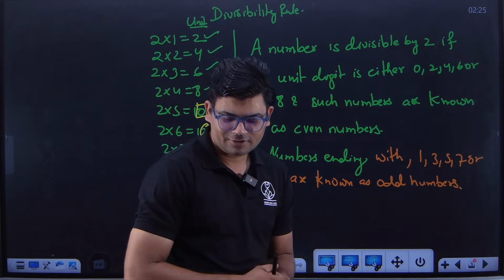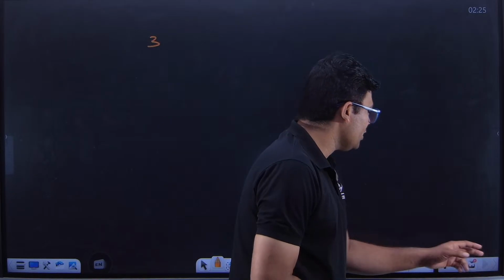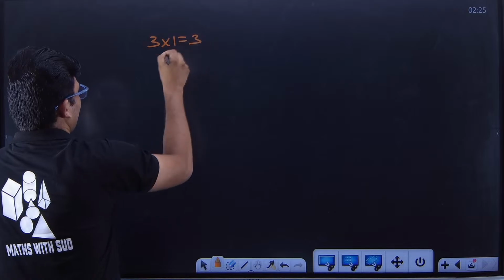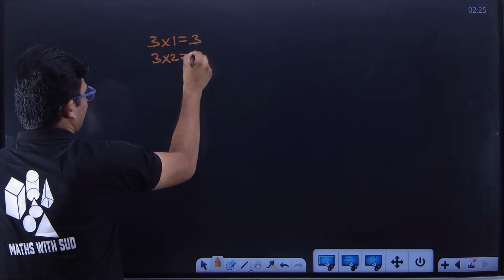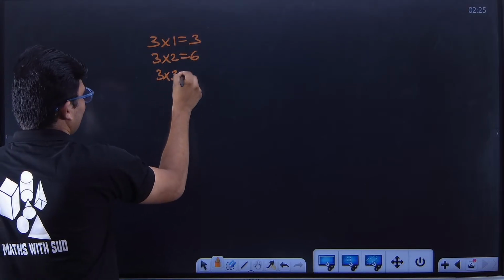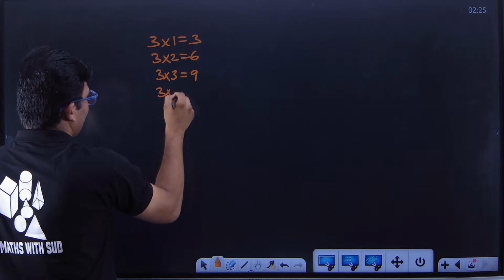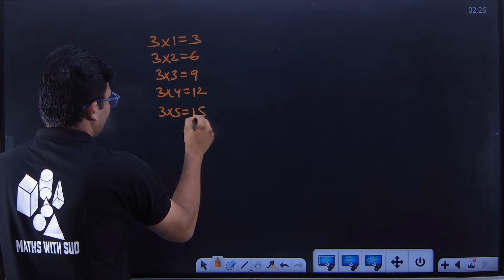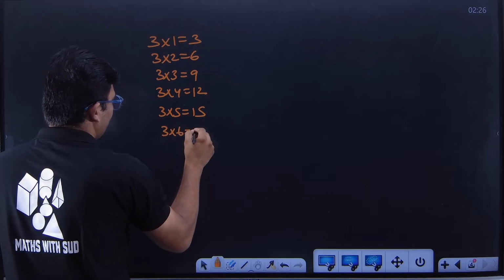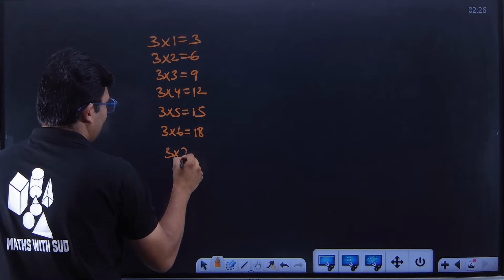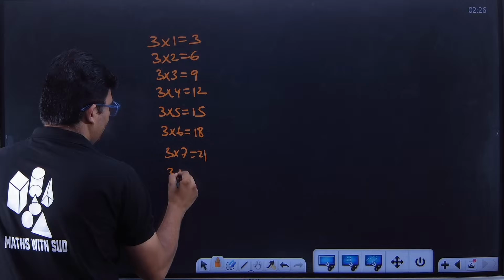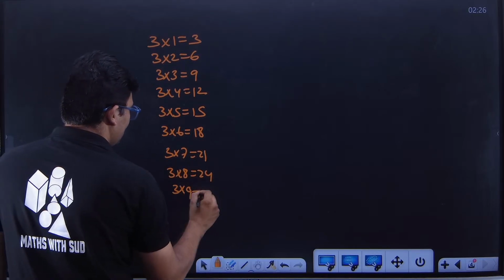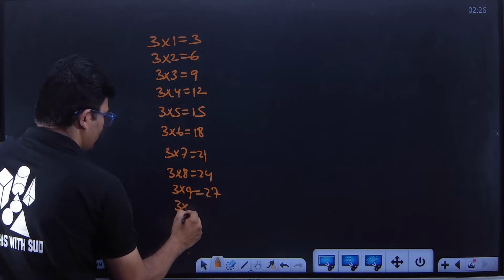Hi. Fine. So next we are going to learn 3 into 1 is equal to 3, 3 into 2 is equal to 6, 3 into 3 is equal to 9, 3 into 4 is equal to 12, 3 into 5 is equal to 15, 3 into 6 is equal to 18, 3 into 7 is equal to 21, 3 into 8 is equal to 24, 3 into 9 is equal to 27, 3 into 10 is equal to 30.